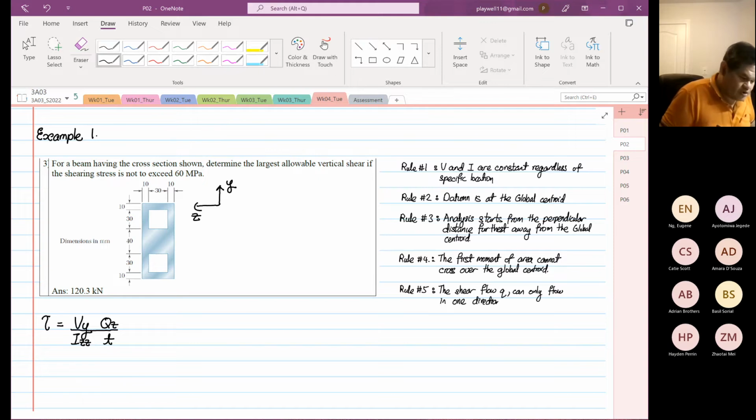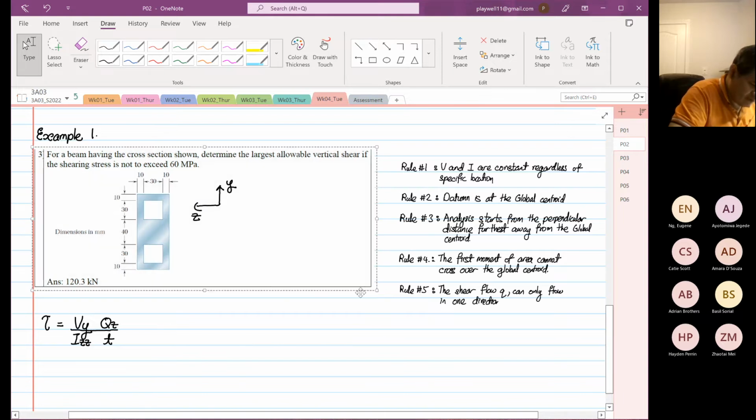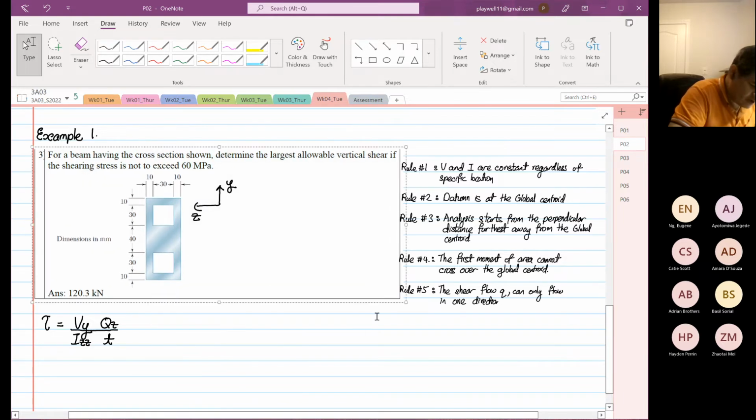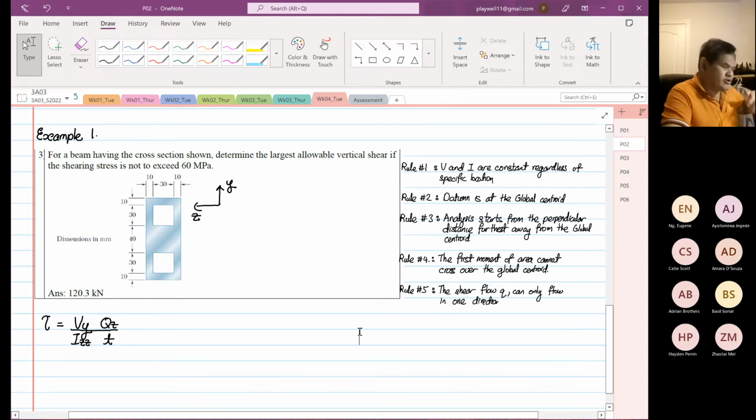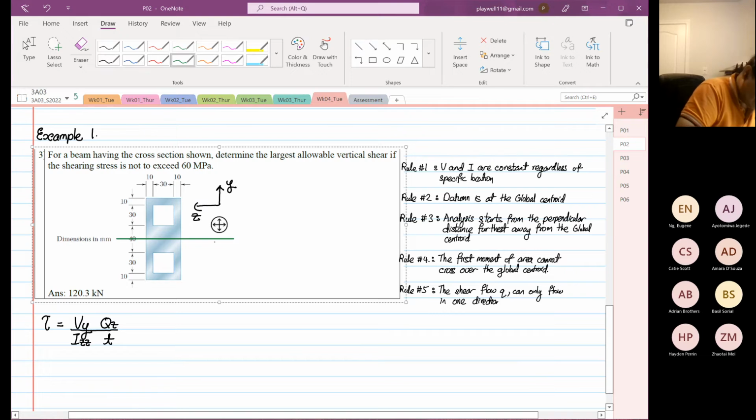Okay, so the rule says that V and I are constant, right? So we know that, and we know that the datum is at the centroid. When you see the term datum at the centroid, for this geometry you don't need to use calculation to find the centroid. You can find it by observation. If you draw a horizontal line exactly at the center, this is our centroid.